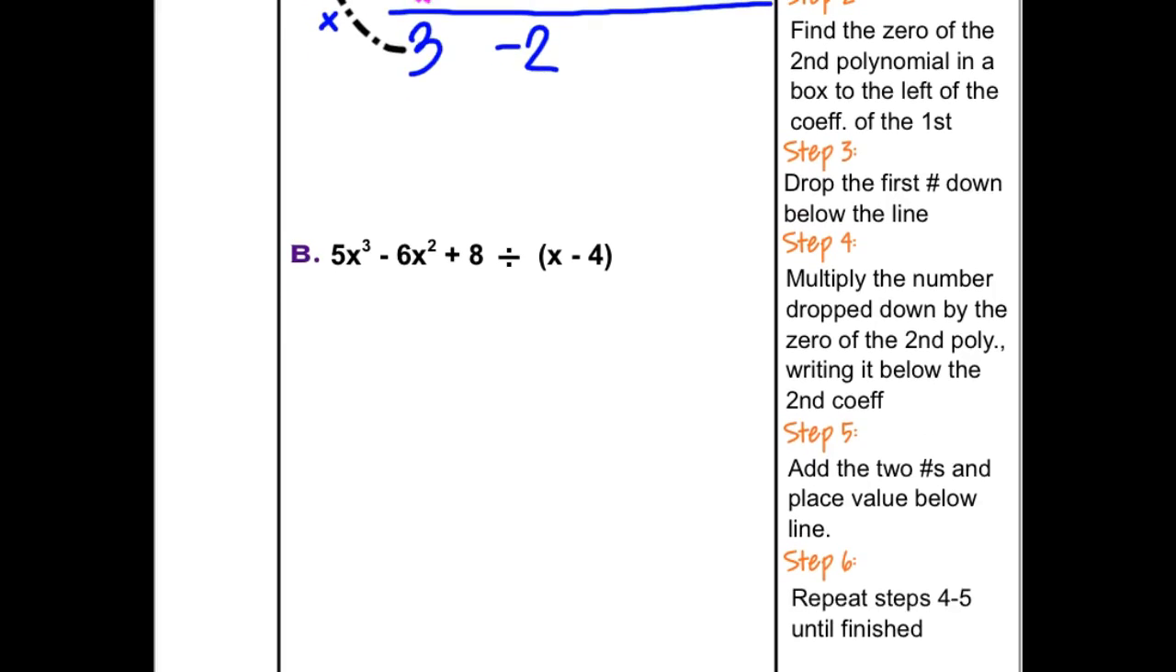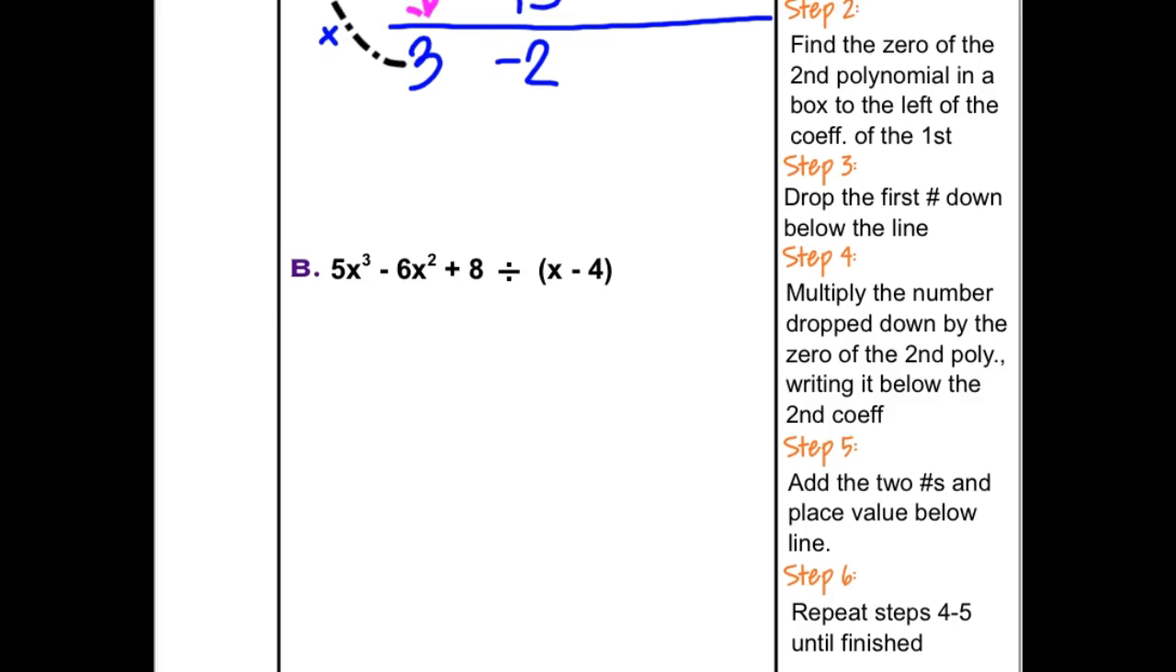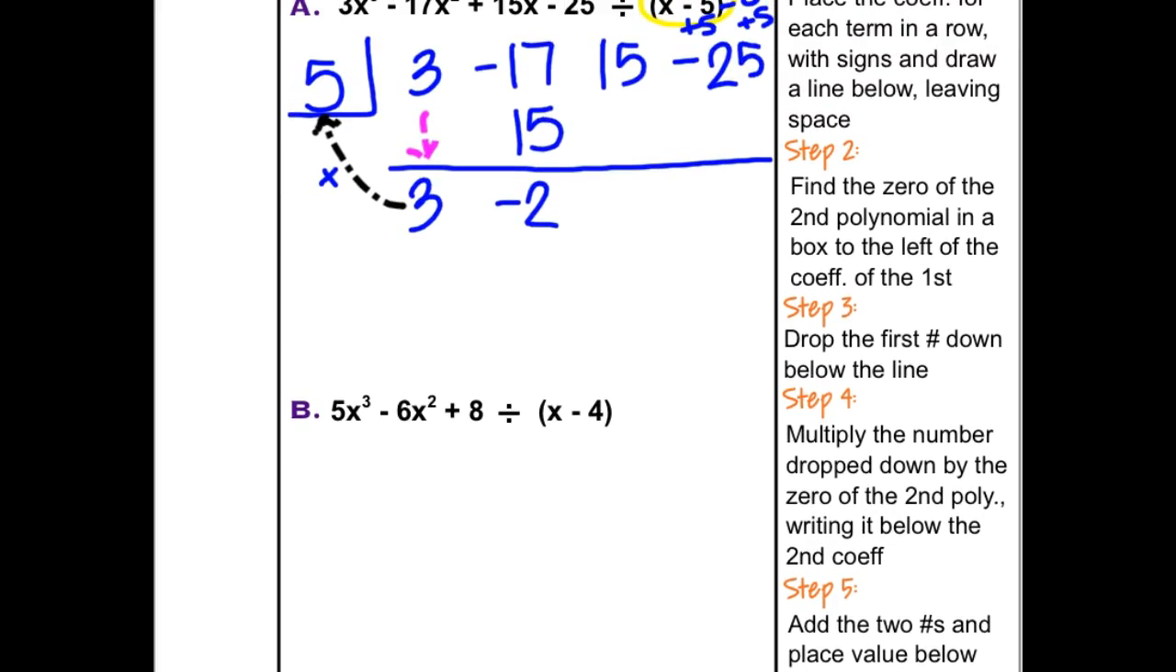And I will come back down, don't worry. Step six, repeat steps 4 through 5 until finished. So all that means is we brought the number down, the 3 down, we multiplied it by 5 and got 15. We added negative 17 and 15 to get negative 2. Then we multiply negative 2 times 5, and we get negative 10, sorry, negative 10. I knew there was a mistake there. 15 plus negative 10, which is 5.